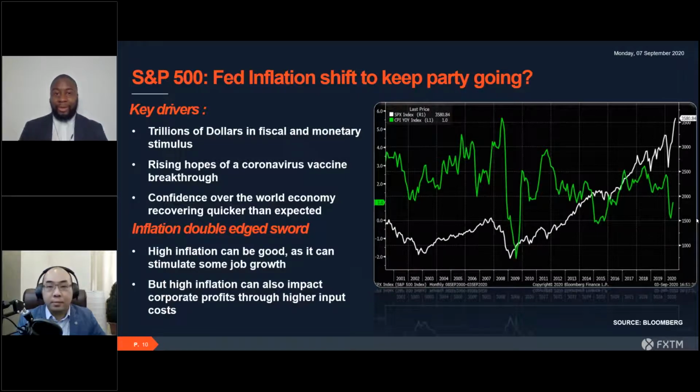And believe it or not, the pockets of positive economic data we're seeing here and there are renewing a sense of confidence over the global economy actually recovering quicker than expected. This is quite interesting. Let's see how this plays out.